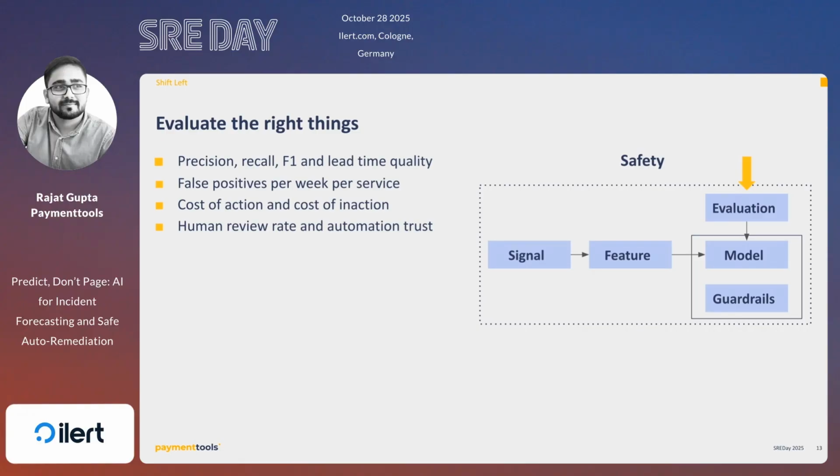Earlier, in one talk, we heard about translating SLOs into business metrics or business terms. This is about how much money we lose. What would be our cost of action, and what would be our cost of inaction if we don't do anything, or if we don't act upon those?